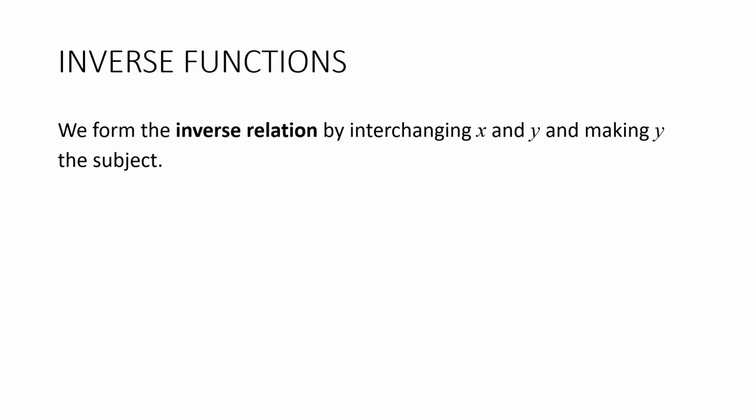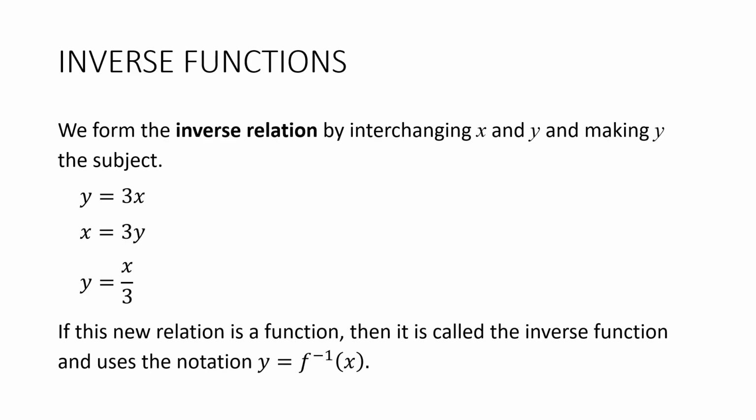Now we form the inverse relation by interchanging x and y, making y the subject. So suppose we have y is equal to 3x, then we switch the x and the y, and then we proceed to make y the subject. And so y will equal x over 3. So this is the inverse relation of y equals 3x. Now if this new relation is a function, which this one is, then it is called the inverse function, and we use this notation.